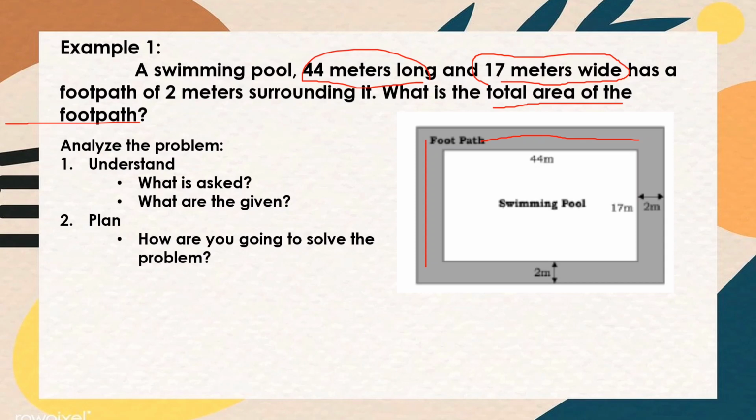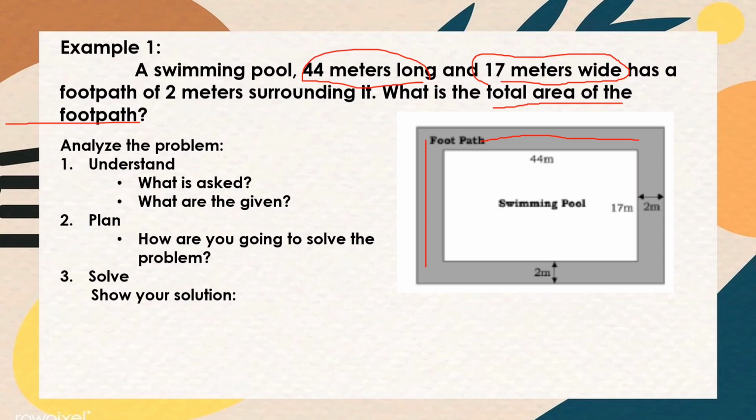So first, we have to draw the figure of the swimming pool and the footpath around it. So ito na siya. Another one, we have to solve the area of the swimming pool. So that is the white shaded part. So kailangan natin i-solve muna to. And then another one is we have to solve the area of the swimming pool surrounded by footpath. So ibig sabihin, itong buo na to, kasama ng swimming pool at saka footpath, kailangan natin makuha yung area. Okay, so let's move on to the third step.